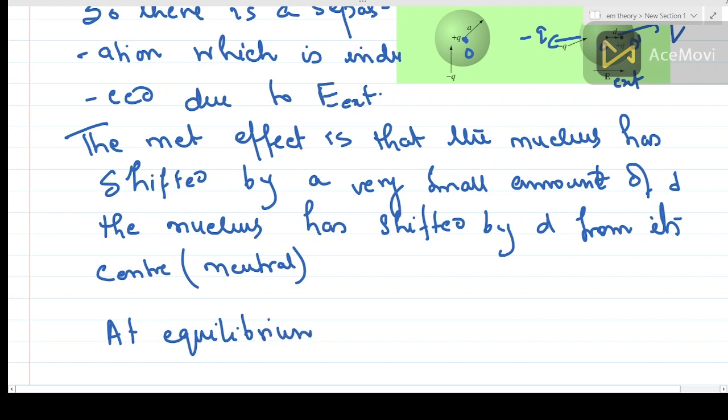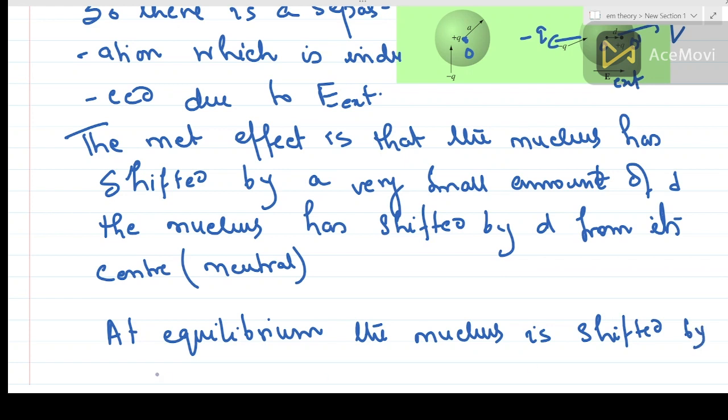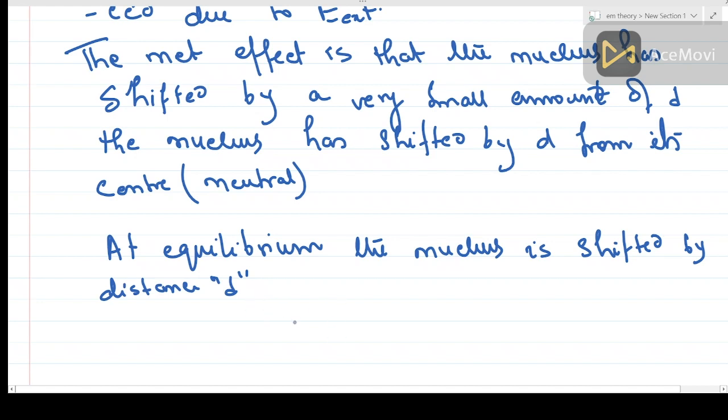At equilibrium, the nucleus is shifted by distance d. So when equilibrium is attained, there will be no more shift in the nucleus. There will be no more shift in the charges. No further shift, because it is the equilibrium state. So this is the situation that is occurring at equilibrium.